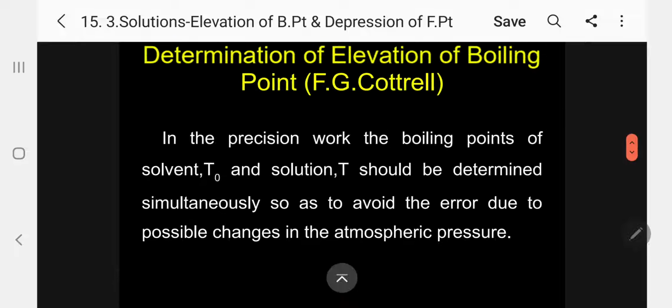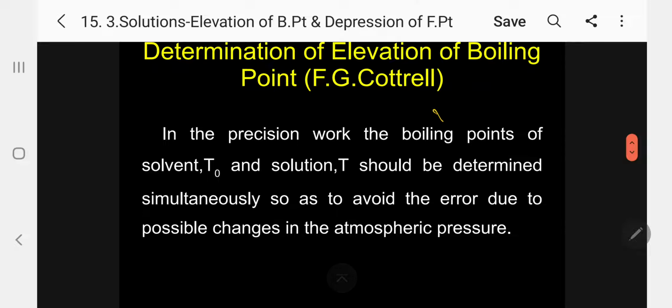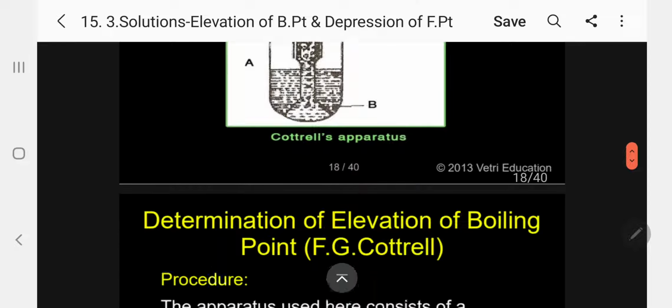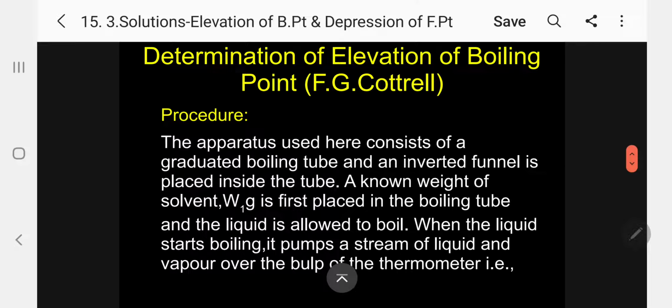Kindly follow. In precision work, the boiling points of solvent and solution should be determined simultaneously, immediately. First you are doing the solvent, then you are doing the solution. At the same temperature and pressure you have to do, so as to avoid the error due to possible changes in the atmospheric pressure. So at the same atmospheric pressure you have to measure both T0 and T. That is the most important condition of this. So let me come back to the procedure.